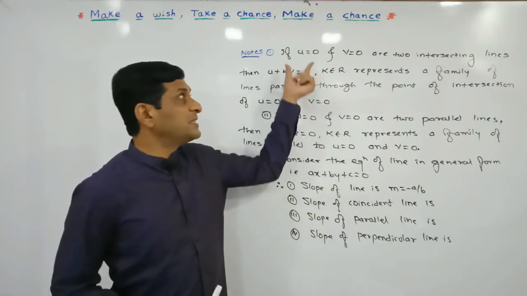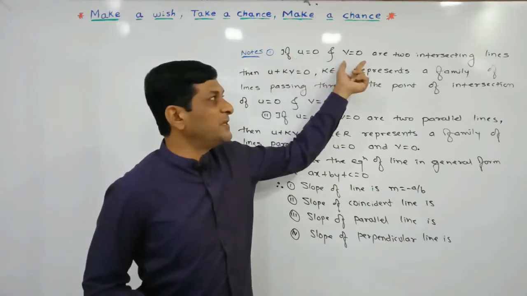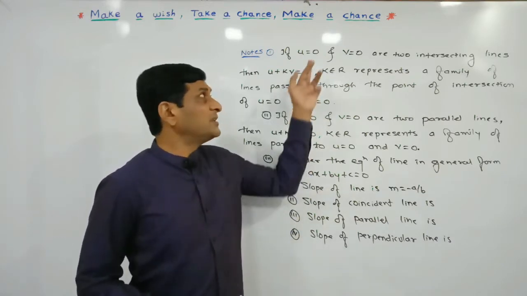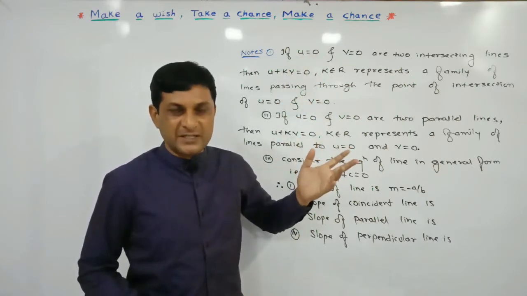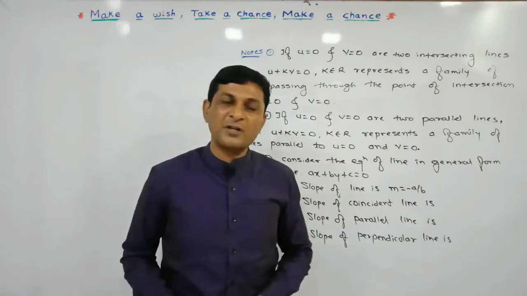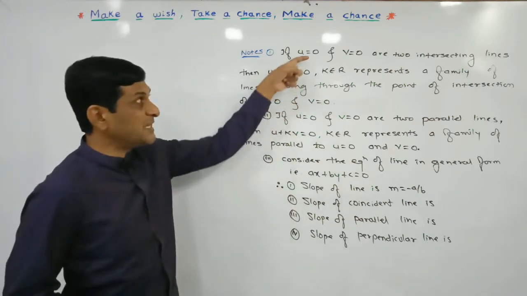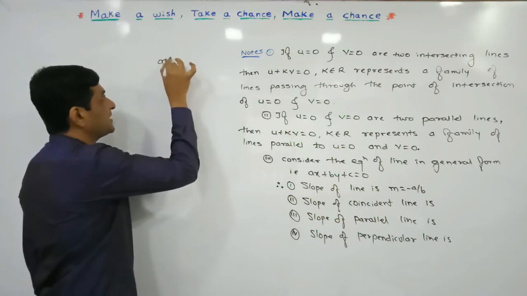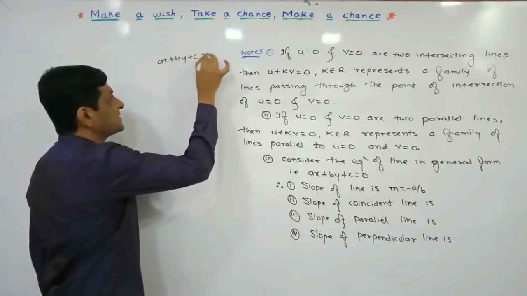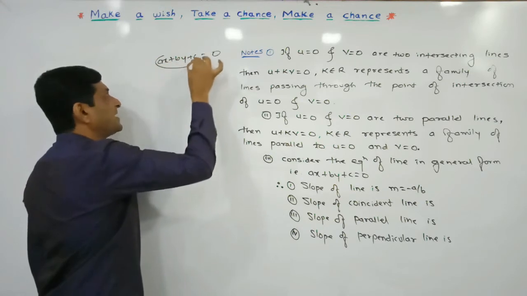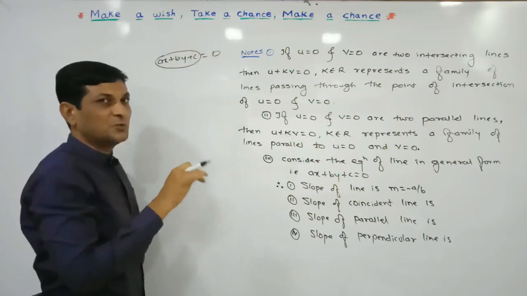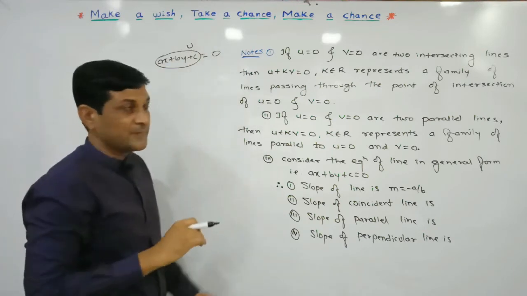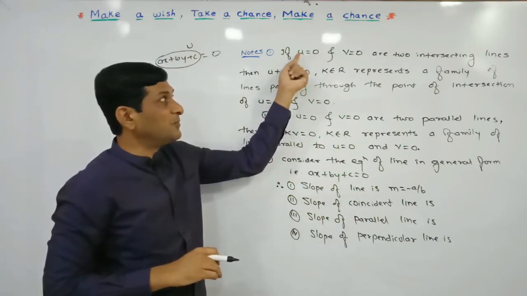One of the results is: if u is equal to 0 and v is equal to 0 are the equations of two intersecting lines. In short, for simplicity, we denote the equation by what? U is equal to 0. If I say that it is a line, we know that the equation of a line in general form can be written as ax plus by plus c is equal to 0. Instead of writing this whole linear equation in two variables, we have denoted this whole part by u here. So u is equal to 0. Hope you have got it.